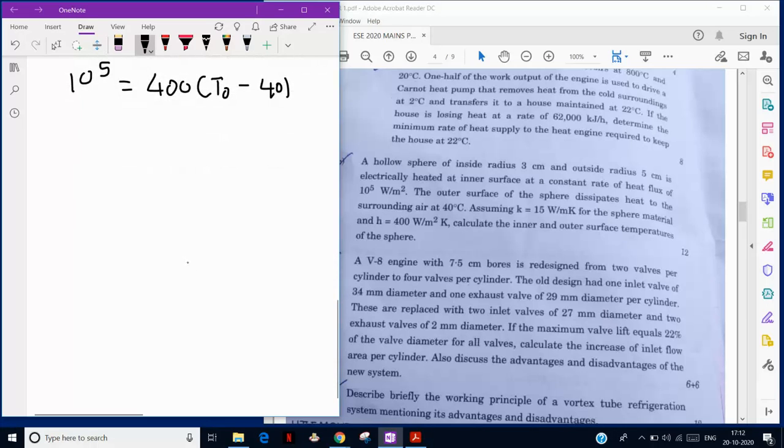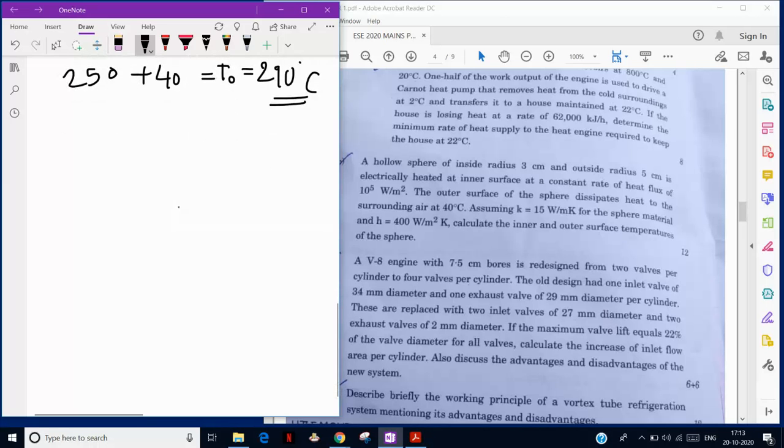When you solve this, you get 250 here. This 2 will get cancelled, and it becomes 1000 by 4, that is 250, plus 40 is equal to the outer temperature, and the outer surface temperature is 290 degrees Celsius. So this is the first answer.